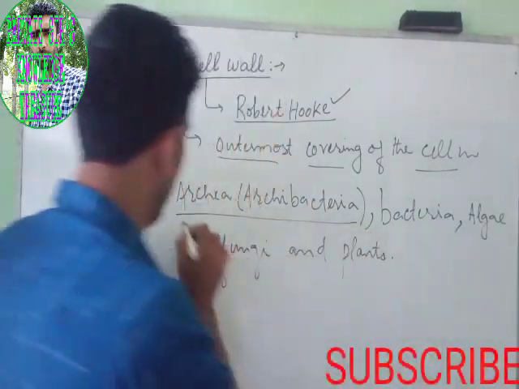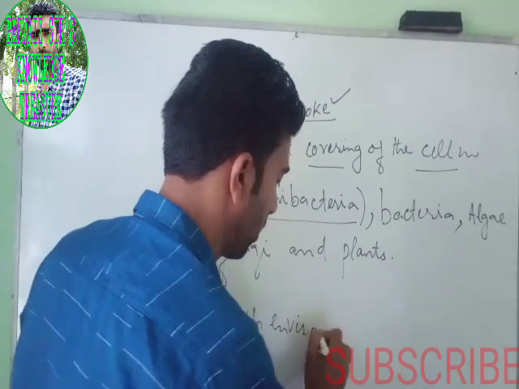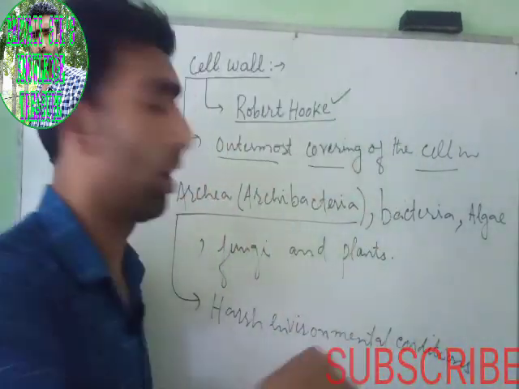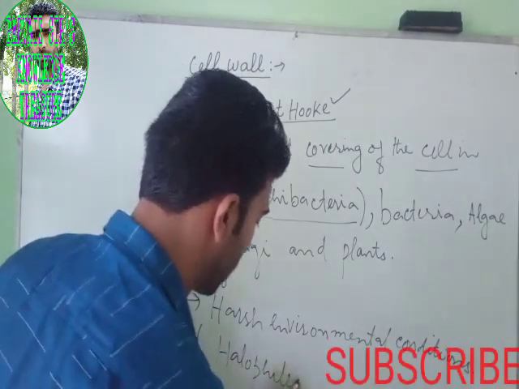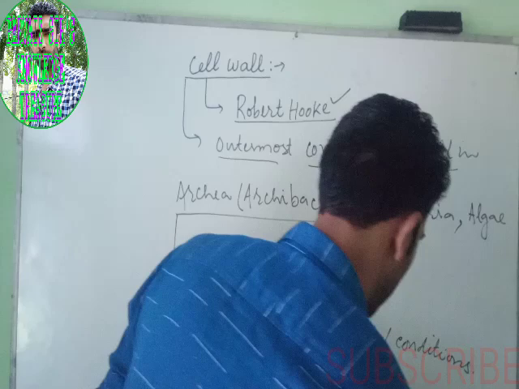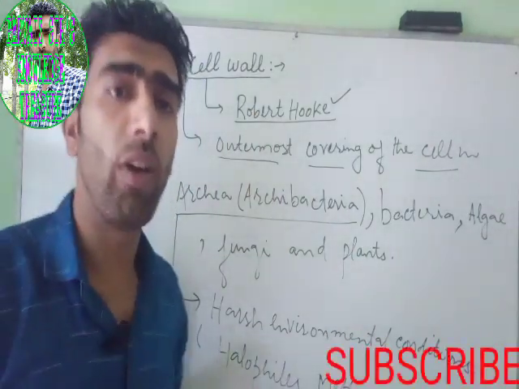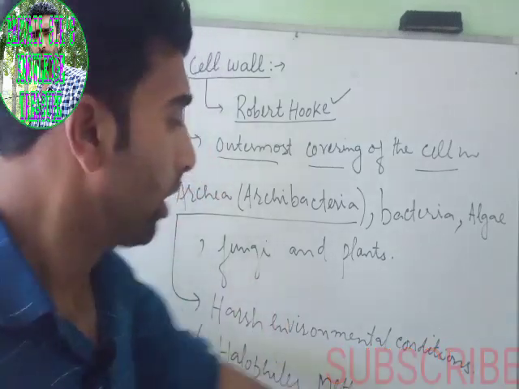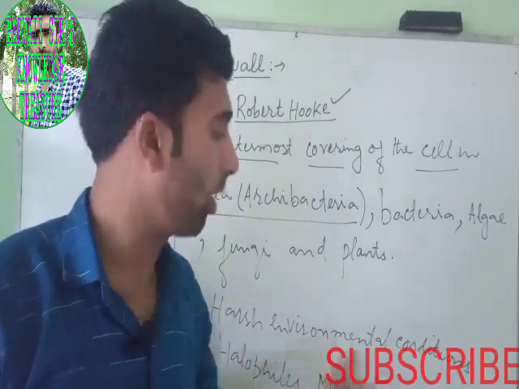Archaea are those bacteria which are found in harsh environmental conditions. For example, halophiles, which are found in extreme salty conditions, methanogens, thermophiles, etc. Methanogens are those bacteria which are found in the gut or digestive tract of ruminant animals like cows, buffaloes, etc. Thermophiles are those bacteria which are found in extreme high temperatures, or we can say hot springs.